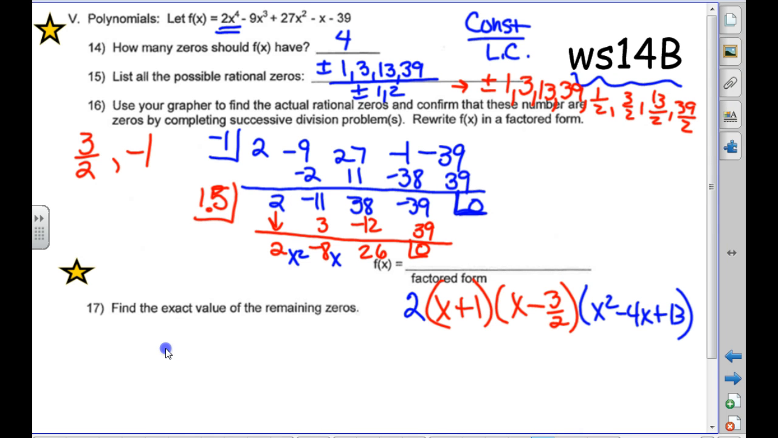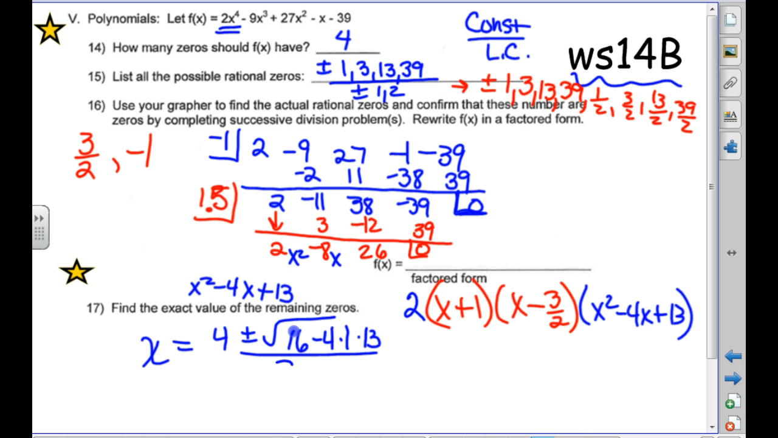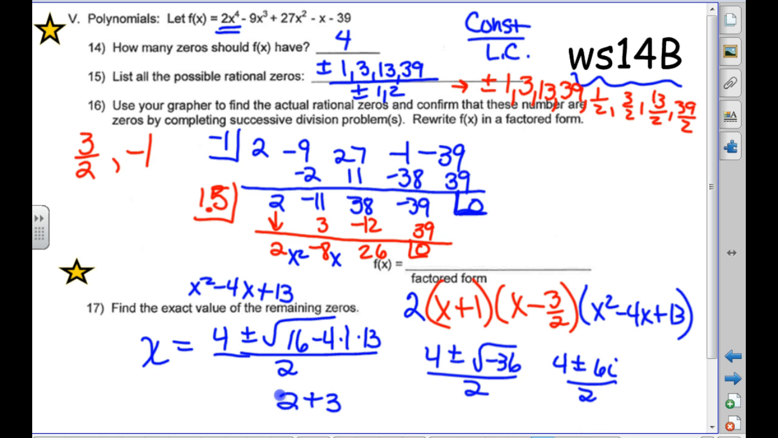Find the exact value of the remaining zeros would mean do the quadratic formula on this x squared minus 4x plus 13. You could do it on the 2x squared minus 8x plus 26. You get the same answer, it's just bigger numbers. If I remember right, is that negative 36? Anybody helping me out here? So the other zeros are at 2 plus 3i and 2 minus 3i, which you can write as plus or minus, it's fine.